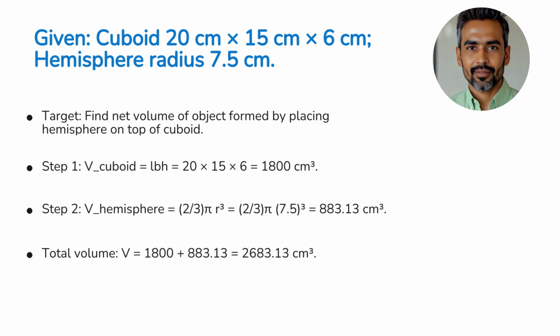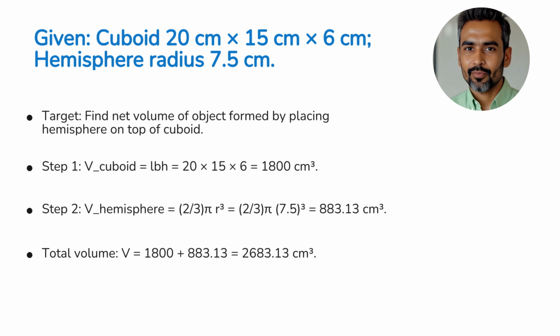Here's another example. A cuboid measuring 20 centimeters by 15 centimeters by 6 centimeters with a hemisphere of radius 7.5 centimeters placed perfectly on top. First, find the cuboid's volume, length times breadth times height. That's 20 times 15 times 6, which equals 1800 cubic centimeters.